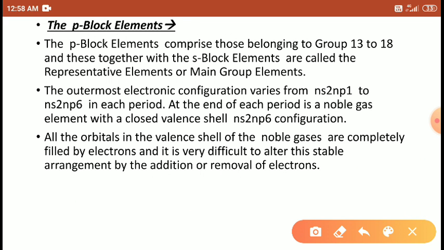Next is the p block element. The elements comprising groups 13 to 18 are called the p block elements. When we take groups 13 to 18 together with the s block, they are called representative elements or main group elements.